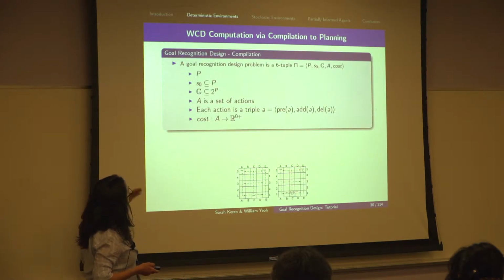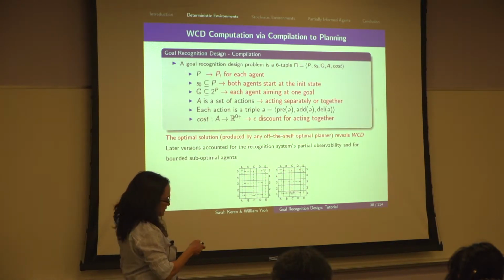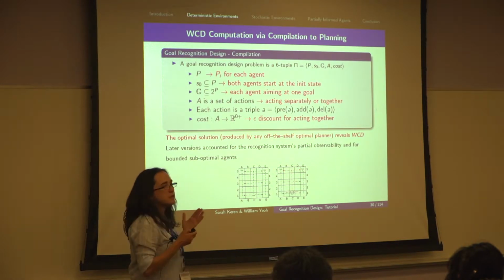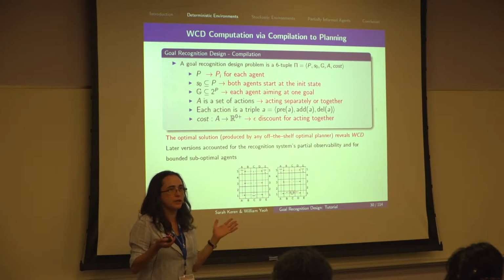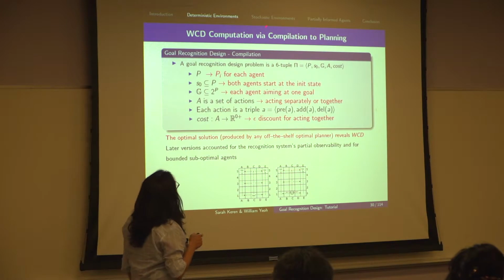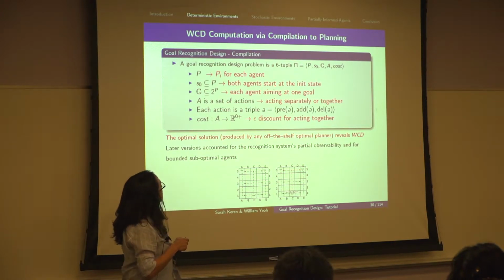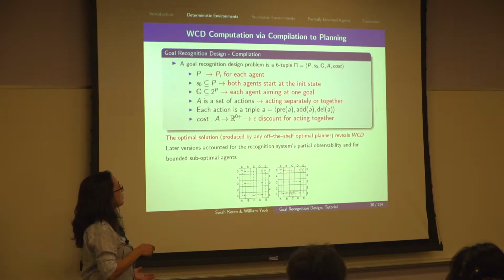So we take a goal recognition design problem, and we create a copy of the variables for each agent. Now remember, there are no real agents. It's just different agent models, right? I don't really have two agents. I have one agent, but the agent has two possible behaviors, and they both start at the initial state. They each aim at their goal, and they act separately or together by providing the discount. And this way, the single call to the planner reveals this path.